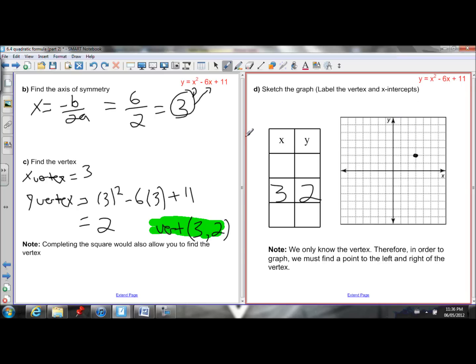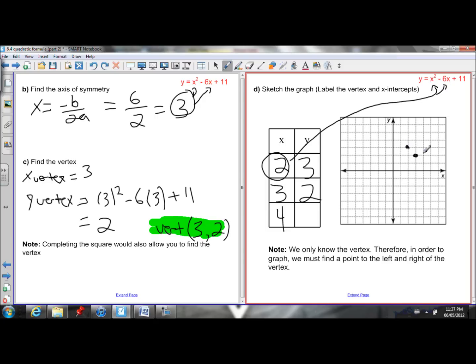But to find out exactly what it looks like, find points to the left and to the right of 3. So I'll calculate the point to the left. If I put in 2 for x, it'll tell me the y-coordinate. I will get a y-coordinate of 3. 2 squared is 4, minus 6 times 2, so 4 minus 12 is negative 8, plus 11 is 3. So at 2 on the x-axis, my y value is 3.